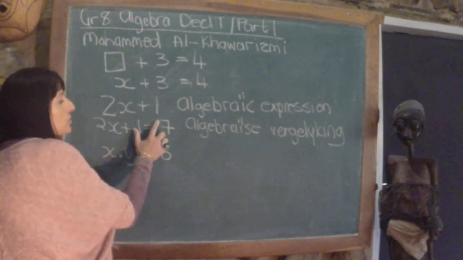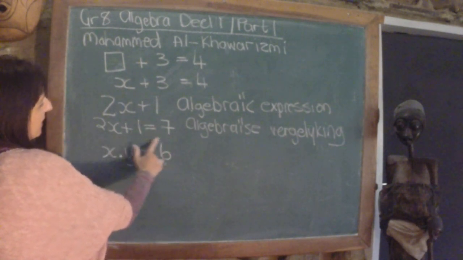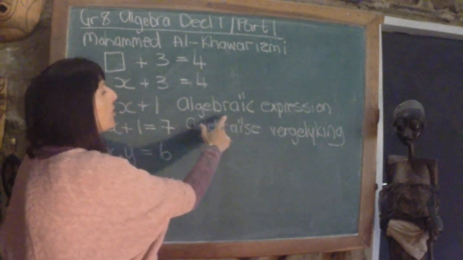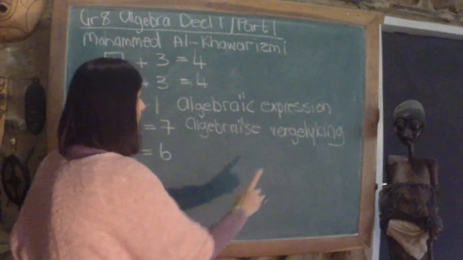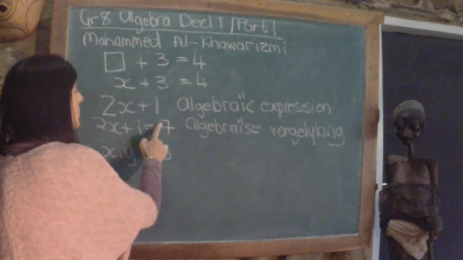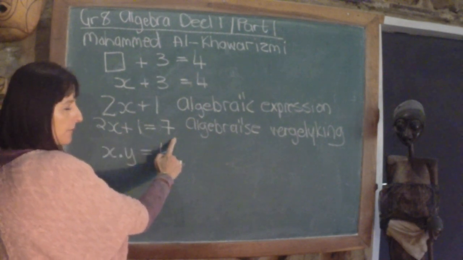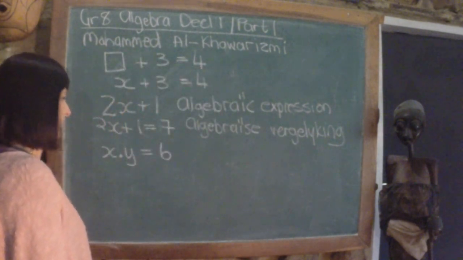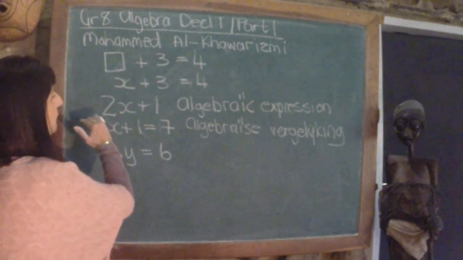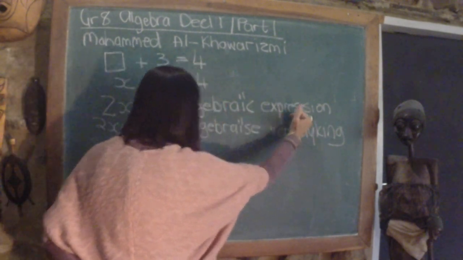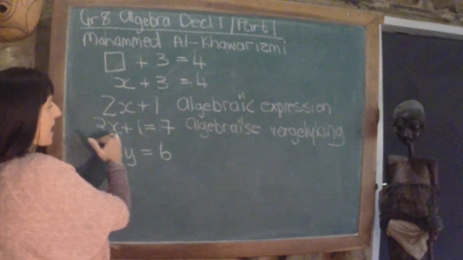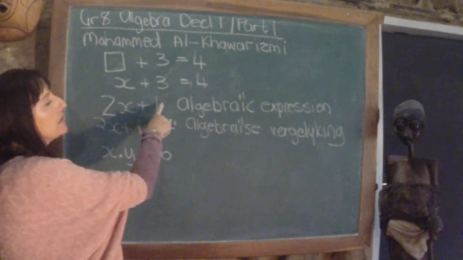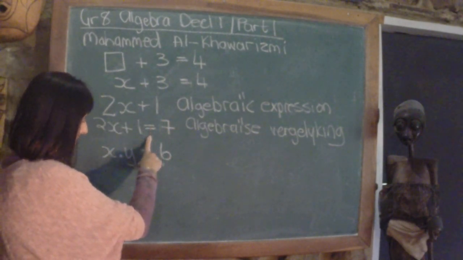As ek 'n is gelyk aan in 'n vergelyking inskryf, dan noem ek hom nie meer 'n algebraiese uitdrukking nie, maar ek noem hom 'n algebraiese vergelyking. When there's an equals to in an algebraic expression, then we name it an algebraic equation. This is the difference: an algebraic expression has no equals to, and an algebraic equation has an equals to. Hier is nie 'n is gelyk aan nie, daar is 'n is gelyk aan.